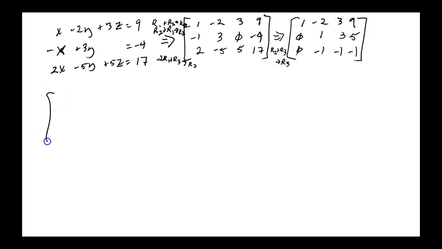Okay? So you're not using row 1. You already got its leading one. Leave it alone. 1, -2, 3, 9. Row 2 you're using, so leave it alone. 0, 1, 3, 5. What's your new row 3? Got it. What's the next thing you want to happen?